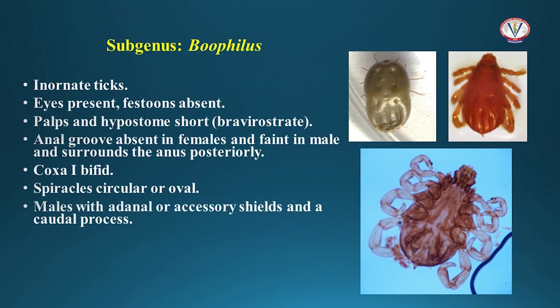Subgenus Boophilus, inornate ticks, eyes present, festoons are absent, palps and hypostome are short, brevirostrate, anal groove is absent in females and very faint in males and surrounds the anus posteriorly. Except Ixodes, anal groove surrounds the anus posteriorly in all other genera of hard ticks. Coxa 1 is bifid, spiracles circular or oval.